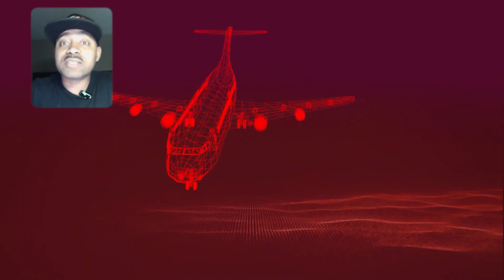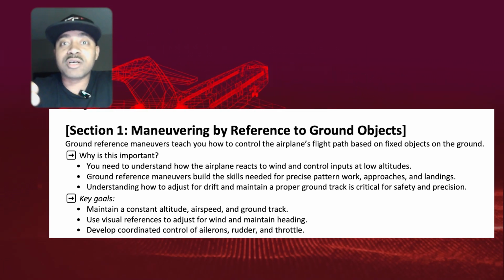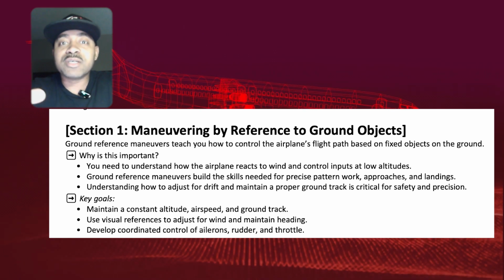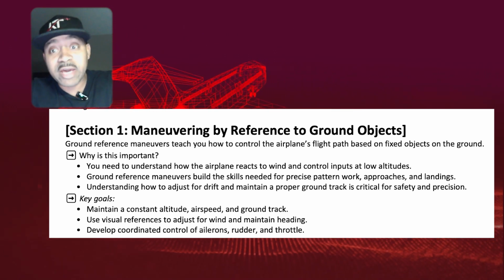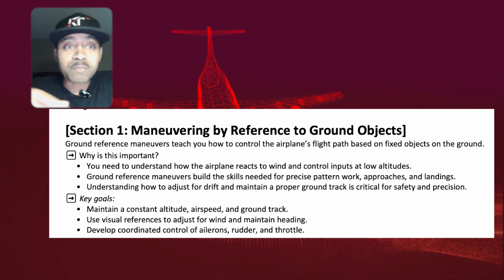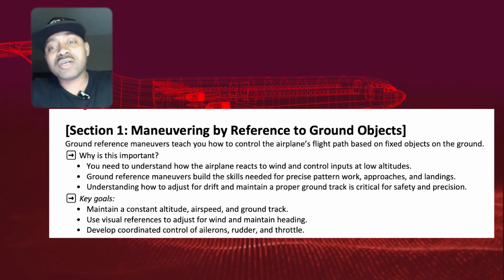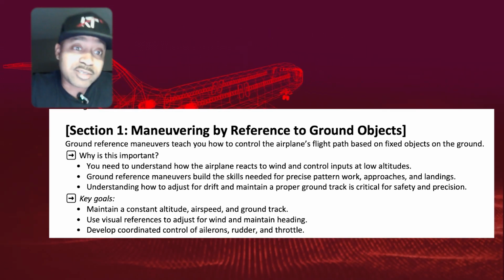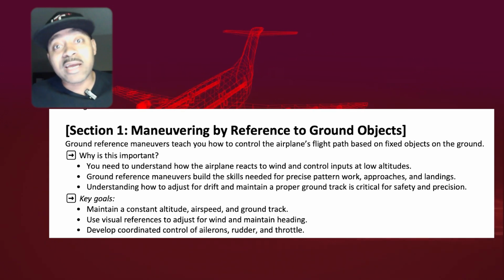So why is this important? You need to understand how the airplane reacts to wind and how control inputs at low altitudes are going to be applied when you're flying these ground reference maneuvers. This builds precision when you're working on your pattern, approaches, and landings. You have to understand how to adjust for drift and maintain proper ground track, and that's critical for safety and precision when you're flying. So that's why we practice these maneuvers, and that's why you have them in the ACS.